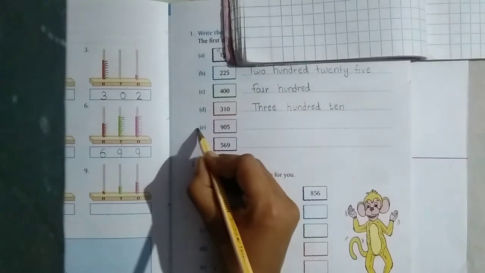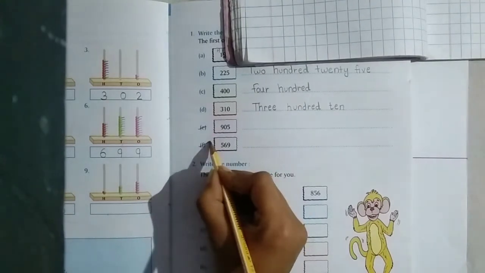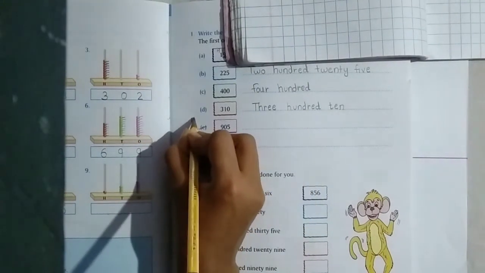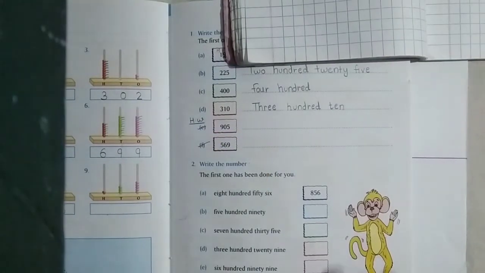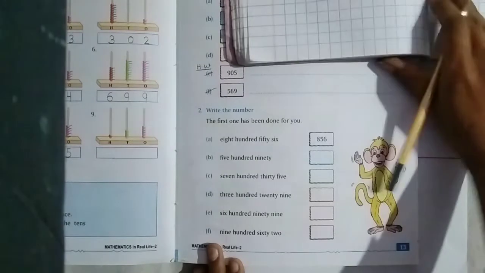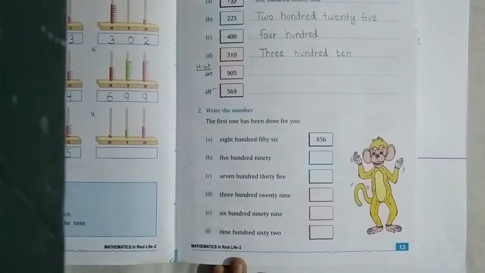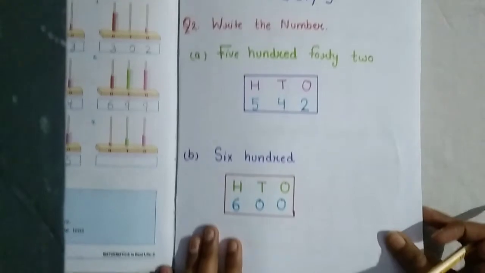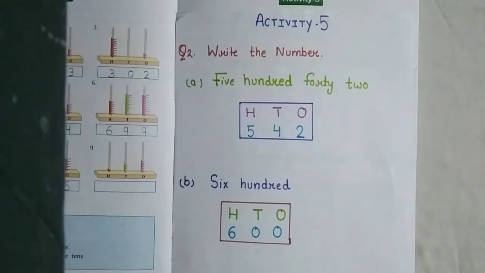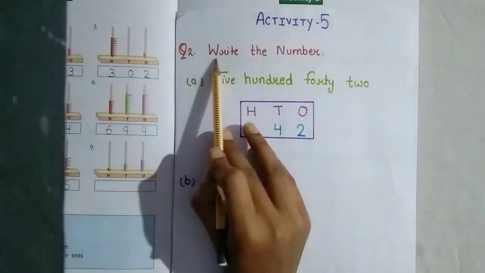Question number E and question number F is your homework. You have to do it in your book as well as in your notebook. Now question number 2. Write the number. Now we have to write it in number. Let's learn it with the help of an example. Activity 5, question number 2.